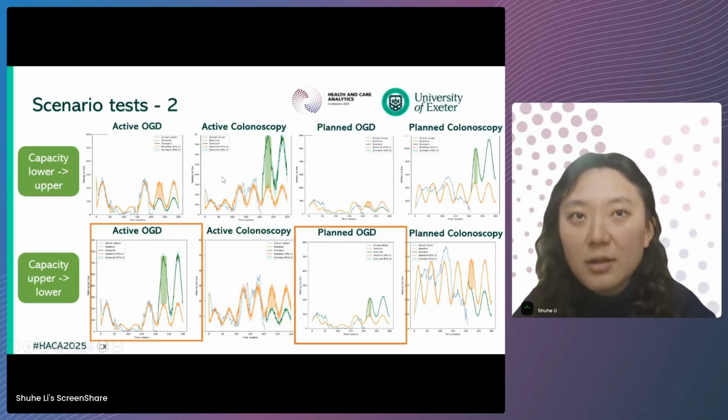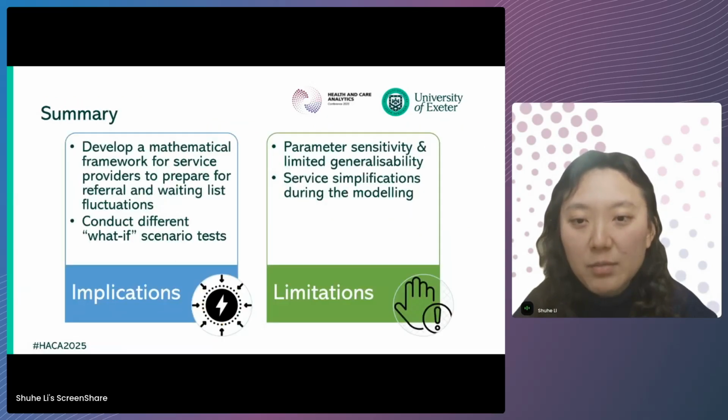These findings suggest that the colonoscopy wait list is more sensitive to changes in the corresponding capacity than the OGD list. This could be helpful for the local trust, indicating a capacity shift in favor of lower GI procedures could be more effective in addressing the bottleneck problems. To summarize, we have developed a mathematical framework to develop some quantitative insight into weekly real-time fluctuations, and it's a versatile tool to conduct what-if scenarios.